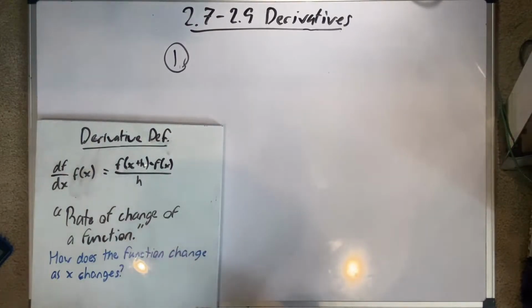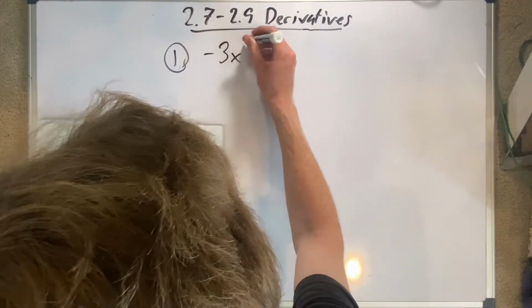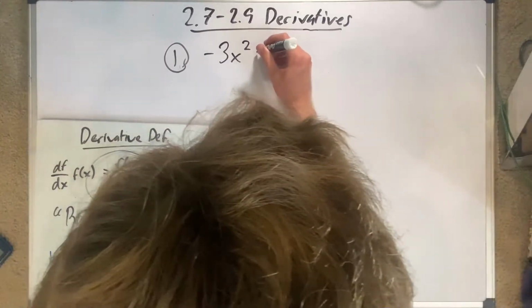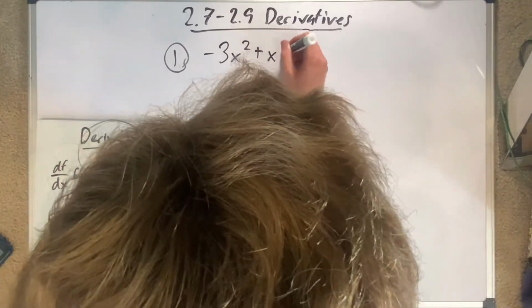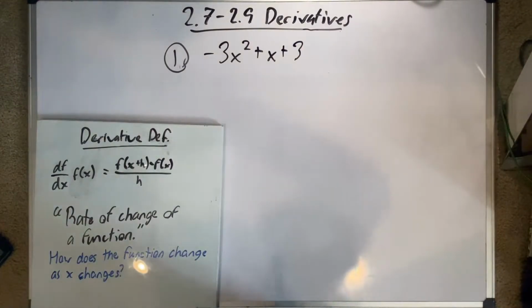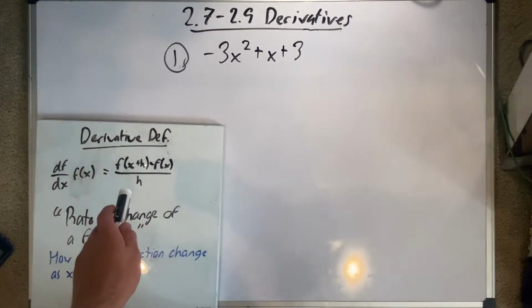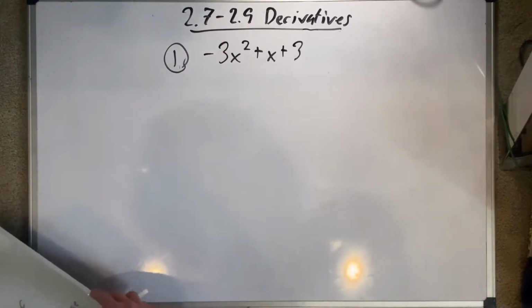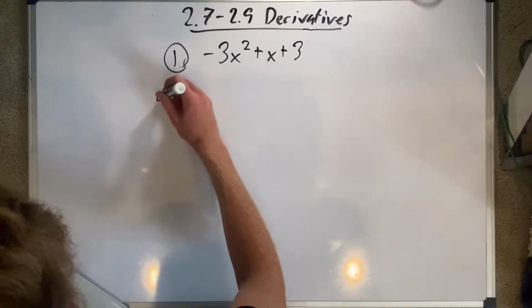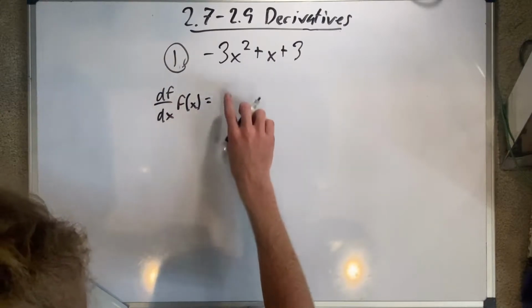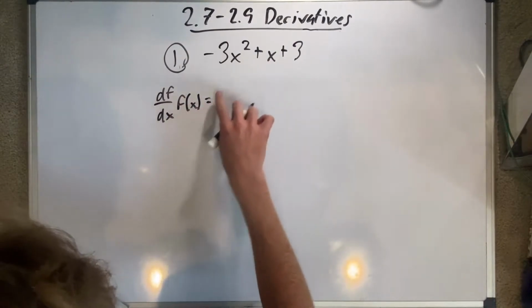Question number 1, we have this here, negative 3x squared plus x plus 3. I don't like how it's a negative in the front, I'm not going to lie. So we have this thing here, and we need to find the derivative of it. We're going to plug it into this definition here and use it the same exact way that we just did. We know the derivative of f of x is equal to this, and let's just say that this is our f of x.